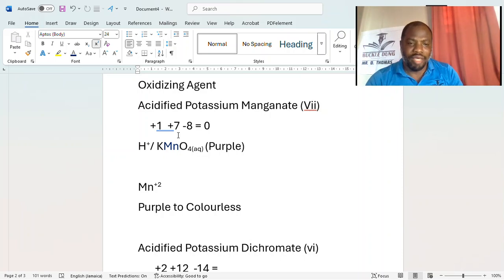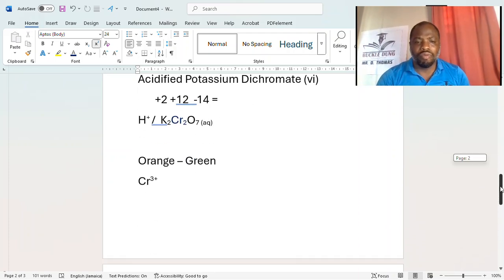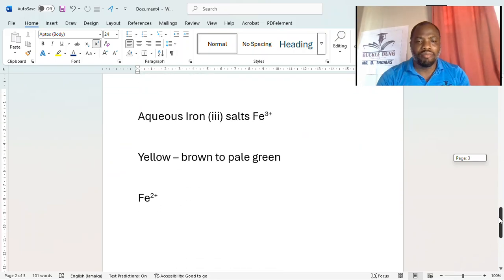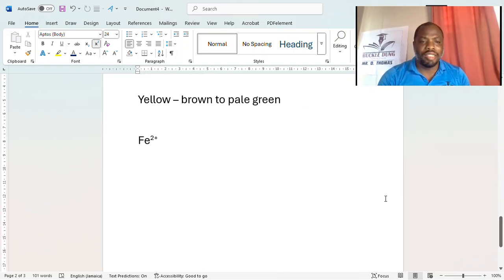And so now, because of this concept where it gains the electron, it's now in a new oxidation state. And this state is one where the ion appears colorless. So that's why we have that change from purple to colorless. Right? So that would have been those that we looked at.